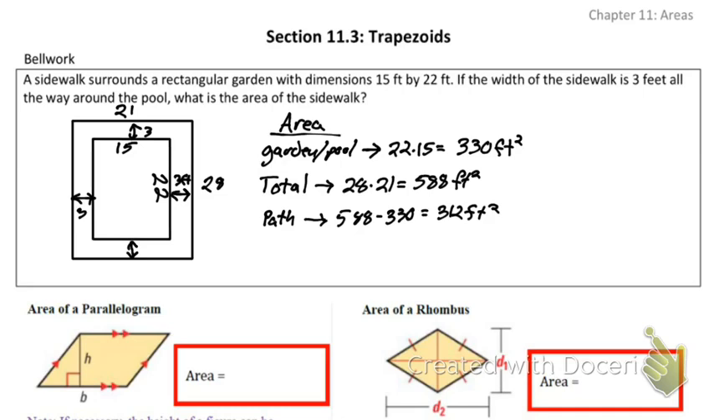Told you it was A. I'm just kidding. That isn't right. That's going to equal 258 feet squared.